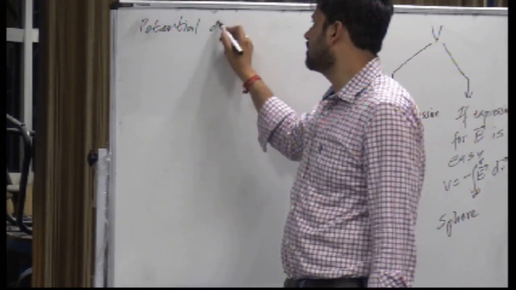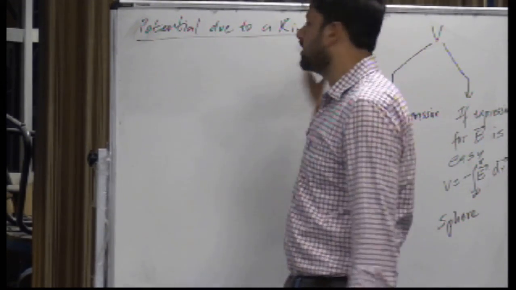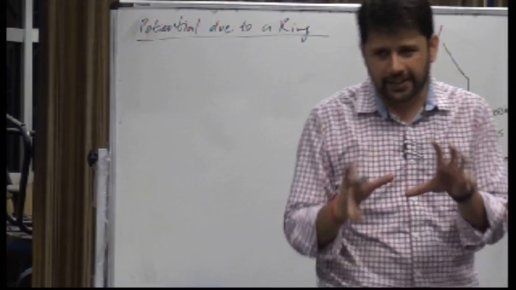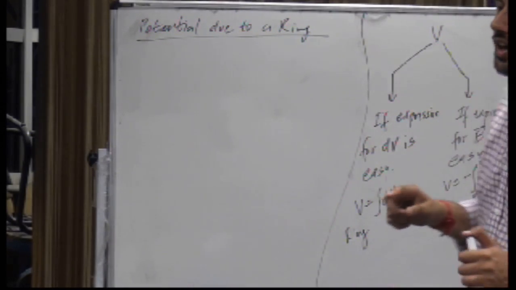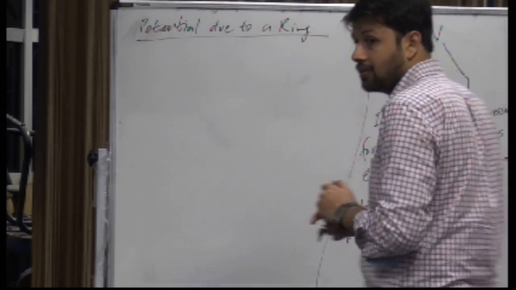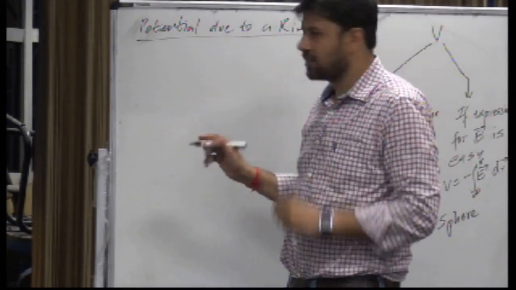Potential due to a ring. You do remember electric field due to a ring was a very complicated kind of expression: k q x upon (r square plus x square) raised to power 3 by 2. Difficult, right? So I won't be using it.